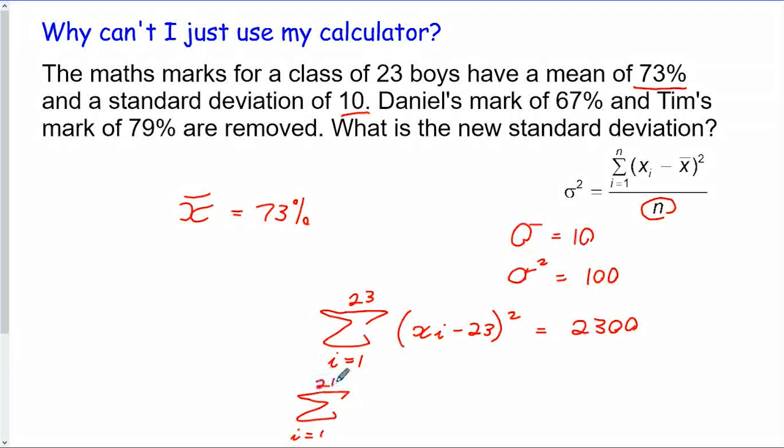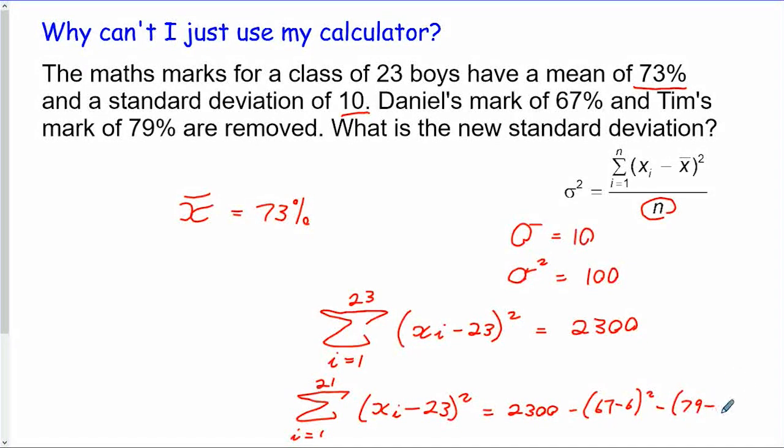Right. Now, if we only take this up from 1 to 21, then what we've got, all right, we're going to get our 2,300, but we now need to minus Daniel's mark minus the mean, and Tim's mark minus the mean.